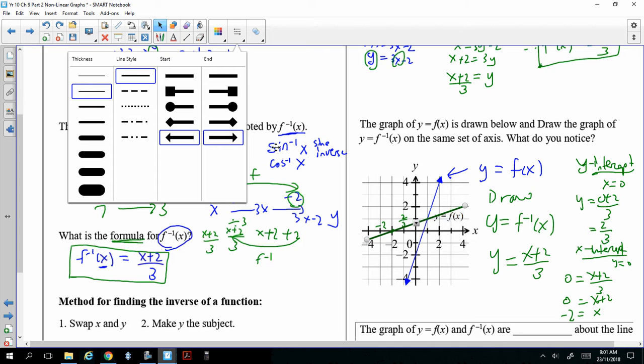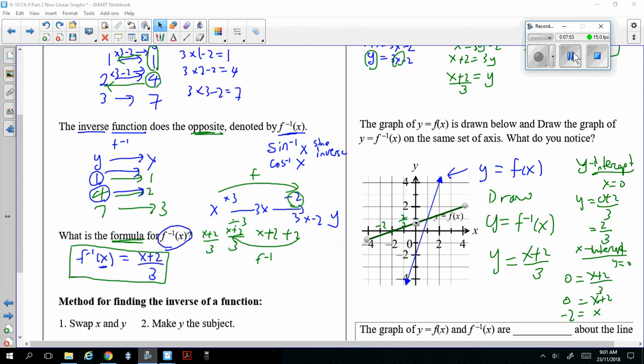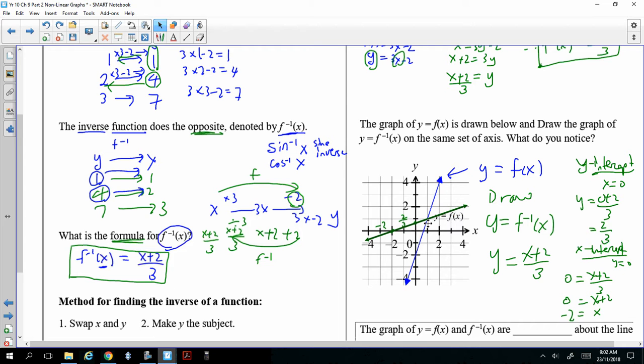Alright, continue. So we've got this drawing. Now, can anyone suggest what's the connection between the blue line and the green line? Any symmetry there you can observe? Yes? Yep, in between them. So the equation of that line is x equals y. Very good. Let's draw that.